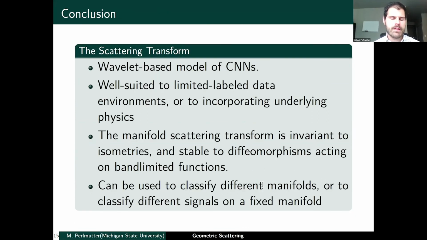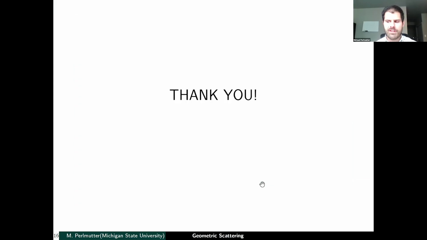So in summary, the scattering transform is a wavelet-based model of CNNs that works well in limited labeled data environments and can be designed to incorporate physical understanding. We introduced a manifold version, applied it to a variety of geometric deep learning tasks, and also showed that it has theoretical properties which are similar to its Euclidean predecessor. And that is where I'm going to stop, so thank you very much for listening to my talk.